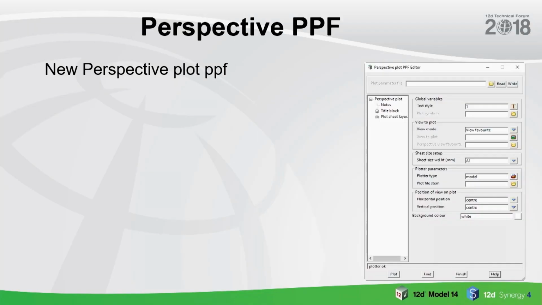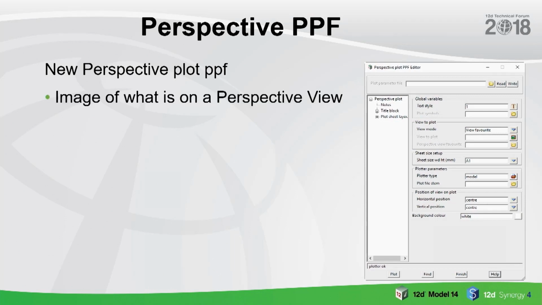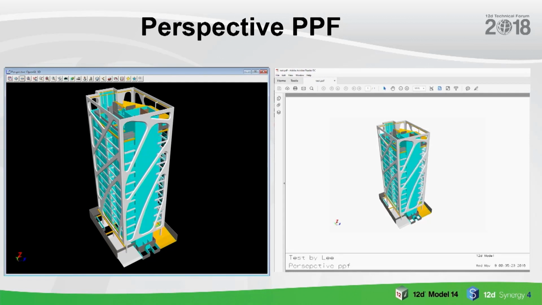There's a new perspective PPF. This allows you to do perspective plots into a thing with title blocks and everything else. So it does the image of what's in a perspective view, or you can also put out a 3D PDF. In that case, you do the 3D, it's got to go to PDF, but you'll have the PDF that you can then put in it. So there's a perspective PDF where you can rotate it around. And you can have both of those on the same plot.